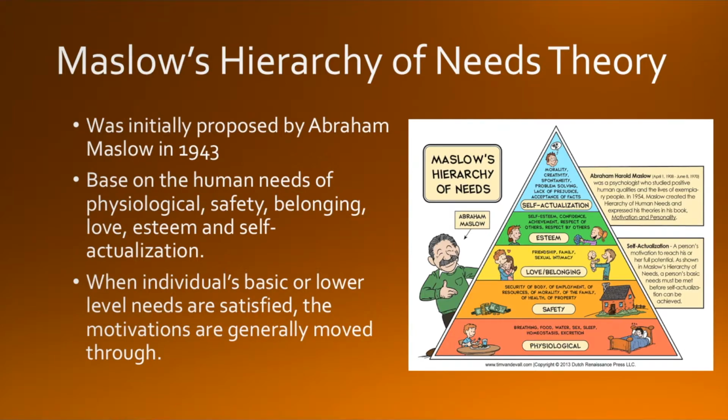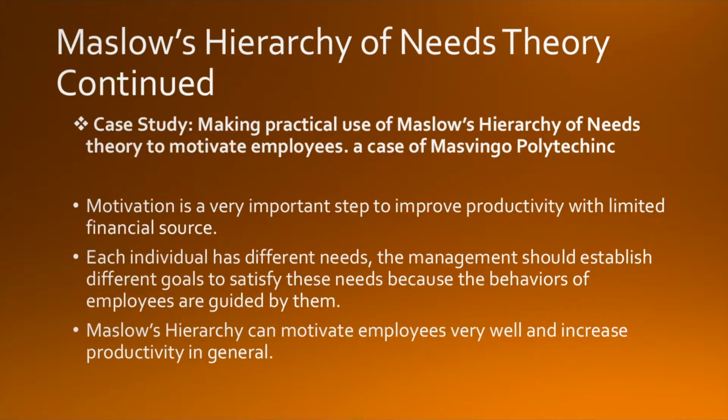My part is about Maslow's hierarchy of needs theory. It was initially proposed by Abraham Maslow in 1943, and it's based on the human needs of physiological, safety, belonging, love, esteem, and self-actualization. When individuals' basic or lower level needs are satisfied, the motivation generally moves up.